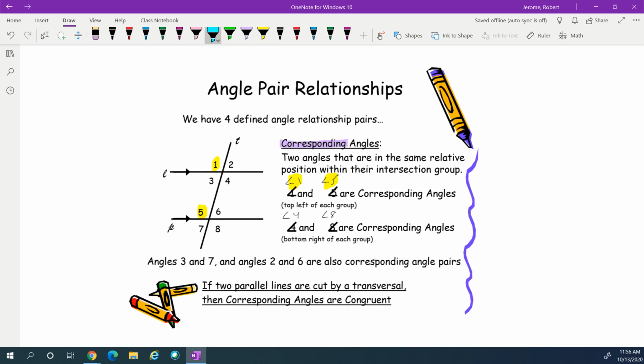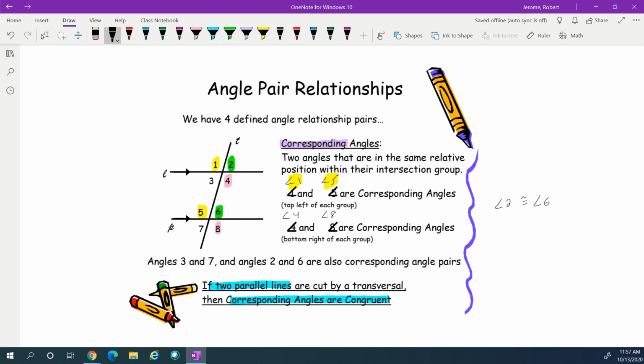If the lines are parallel, corresponding angles are congruent. So 1 and 5 are congruent. We could say 4 and 8, bottom right and bottom right. I could do 2, the top right, and 6, the top right. So angle 2 is congruent to angle 6 because they're corresponding angles.